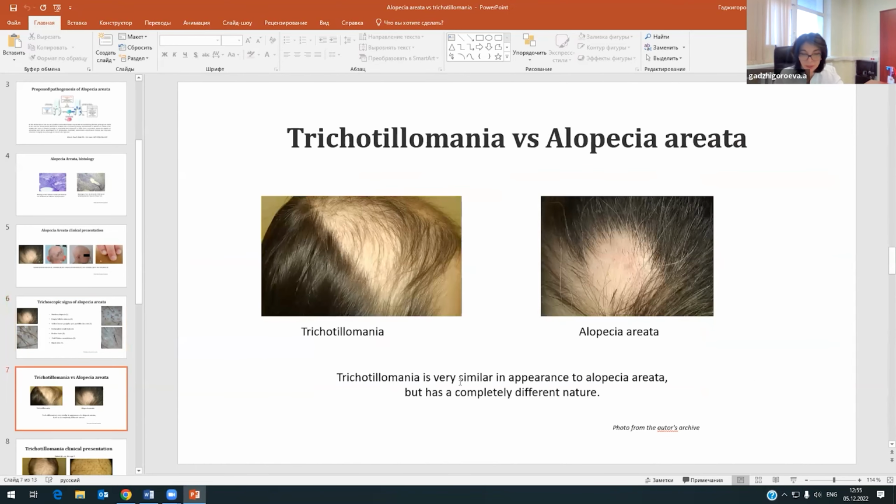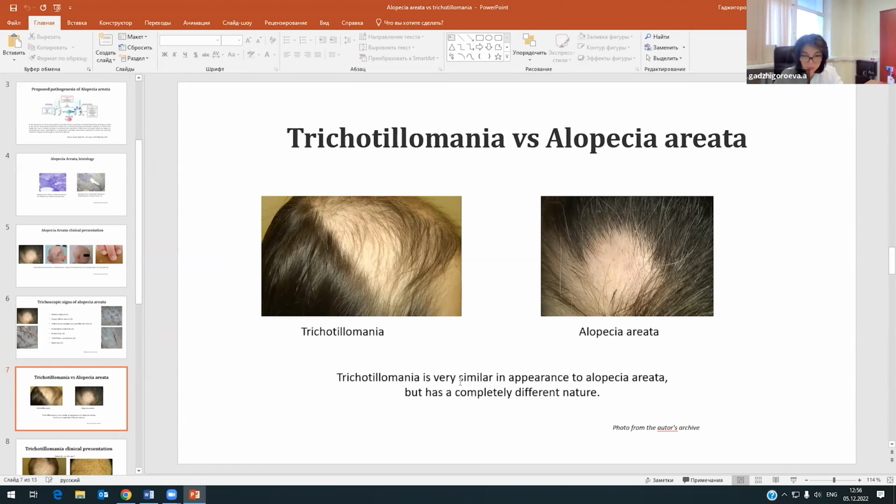Unlike the total and universalis forms of alopecia areata, which are not included in the differential diagnosis with trichotillomania, or TTM, local and subtotal forms of alopecia areata display similar patterns to TTM. Localization: scalp, eyebrows, eyelashes. Clinic: complete or partial absence of hair growth in the focus. Trichoscopic signs in alopecia areata include black dots, pinpoint hairs, and tulip-shaped hair.